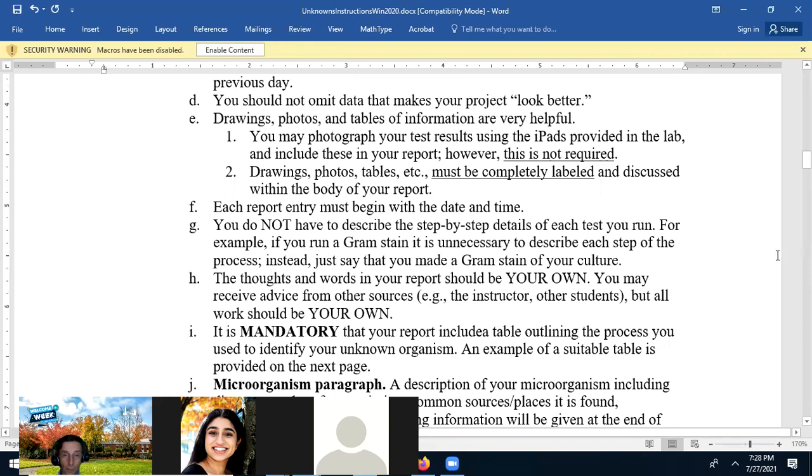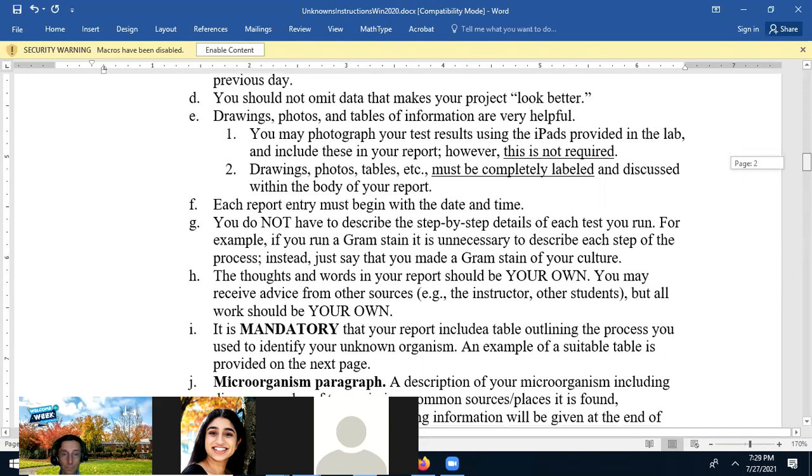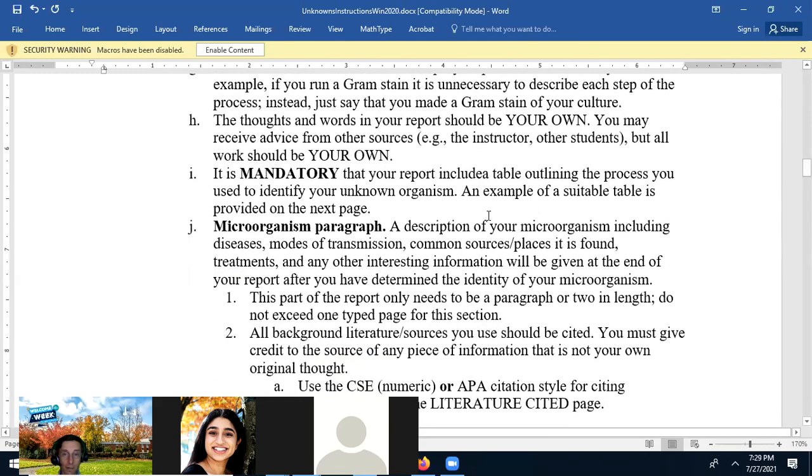All of the work should be in your own words, and if you use from another source, you should put it in quotes and say where you got that information from. And there's the part about the table near the end, outlining how you identified your unknown. I'll give you an example of that in a minute.